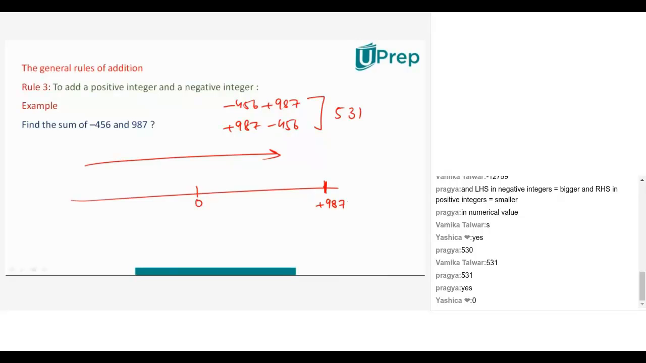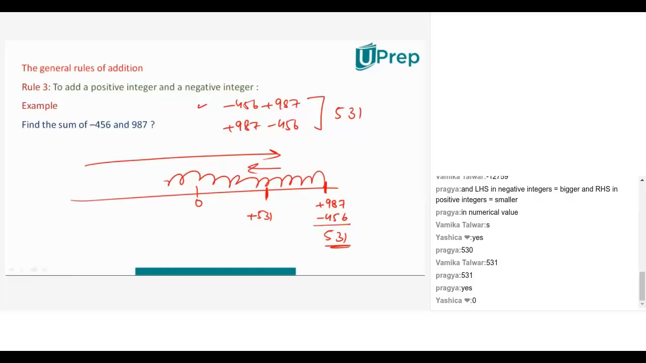I am at plus 987. Say we are at 987. If I am subtracting 456, when I am subtracting, don't I move to the left? You agree with me? Subtraction is moving to the left. How many steps am I moving? How many jumps am I taking? 456 jumps. That is the reason I am ending up somewhere over here called plus 531. Are you now clear, Pragya?